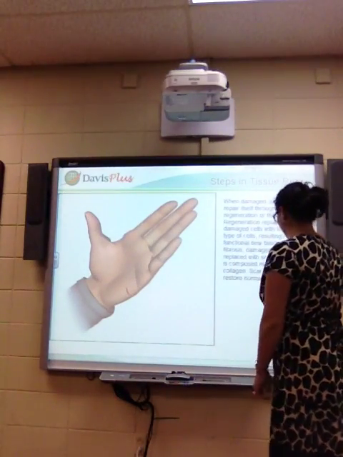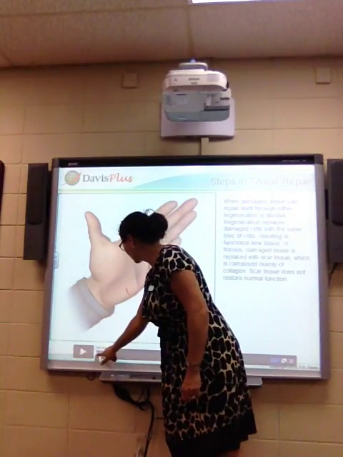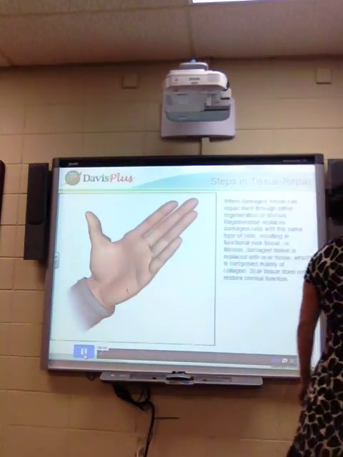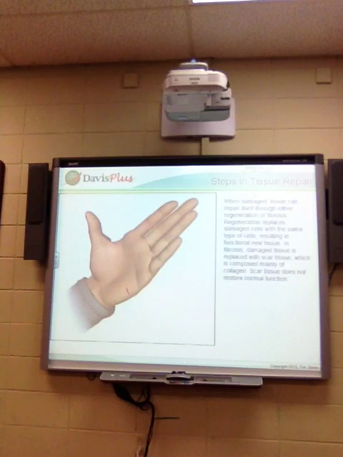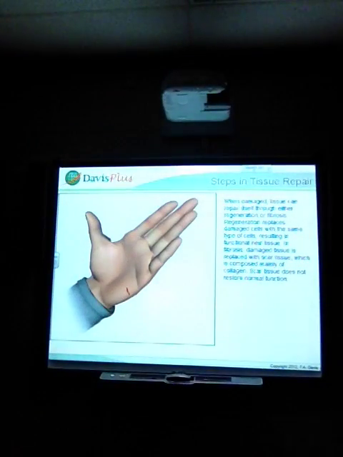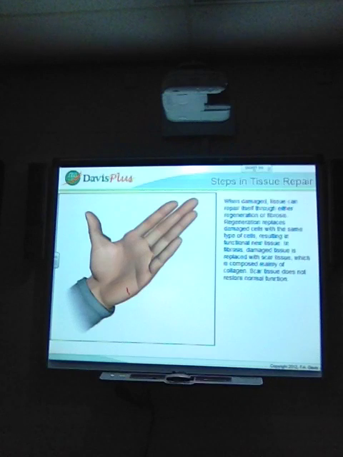Through either regeneration or fibrosis. When damaged, tissue can repair itself through either regeneration or fibrosis. Regeneration replaces damaged cells with the same type of cells, resulting in functional new tissue. In fibrosis, damaged tissue is replaced with scar tissue, which is composed mainly of collagen. Scar tissue does not restore normal function.